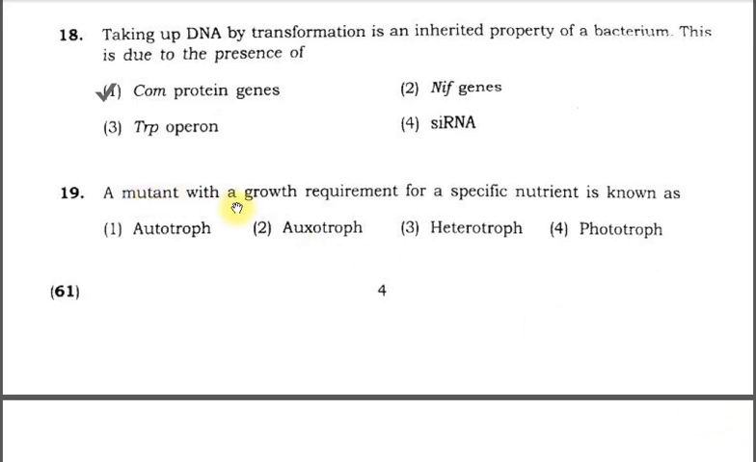Question number 19. A mutant with a growth requirement for a specific nutrient is known as: 1, autotroph; 2, auxotroph; 3, heterotroph; 4, phototroph. So here the correct option is option number 2, which is the auxotroph.